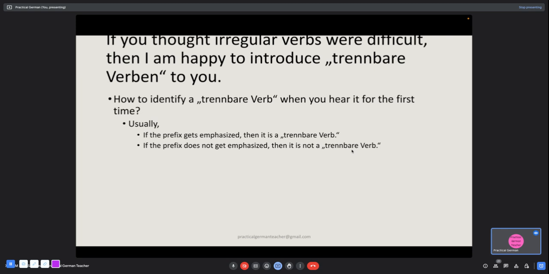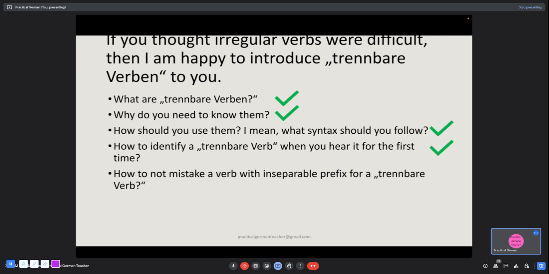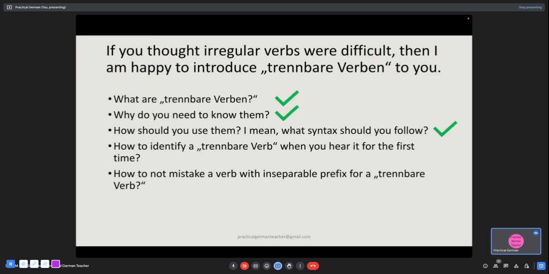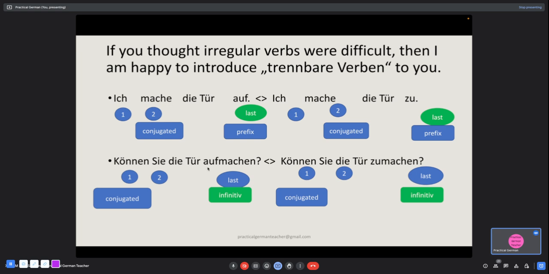Normally teachers will tell you this is very important, you have to focus on this very carefully, you should say it like so. When you speak, you should say it like "können Sie die Tür aufmachen?" So you have to emphasize auf, you have to emphasize zu. You should not say it like "können Sie die Tür zumachen?" So you have to emphasize the prefix.